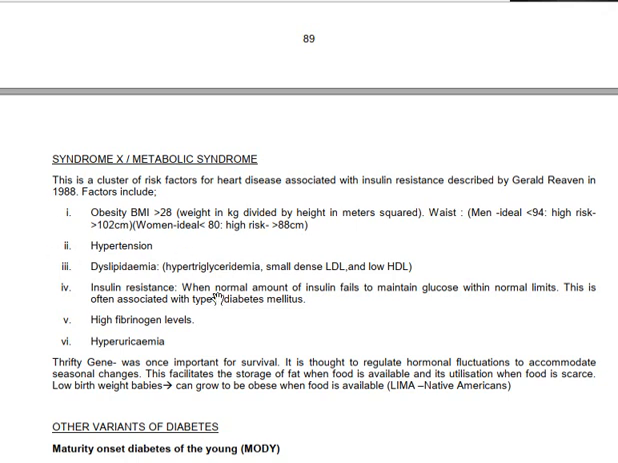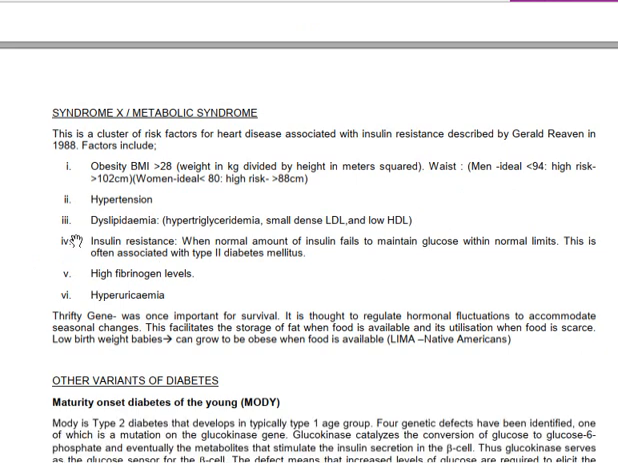The third is dyslipidemia, which is characterized by hyperlipidemia with small, dense, low density lipoproteins. You have a high number of low density lipoproteins, and you have a low number of high density lipoproteins in this form of dyslipidemia.